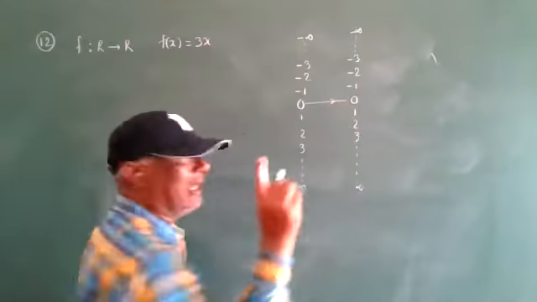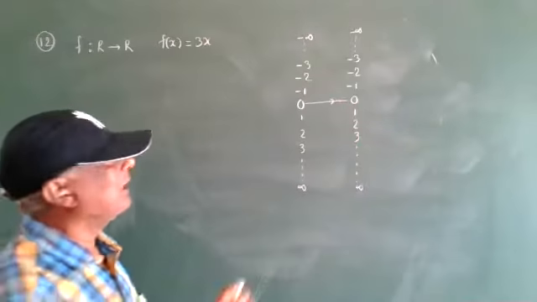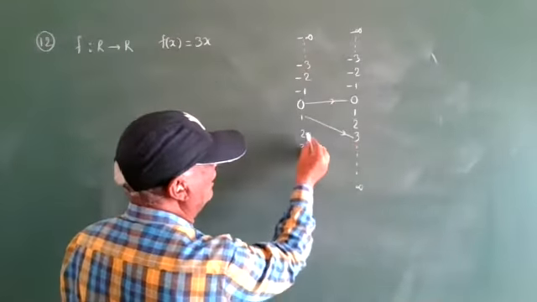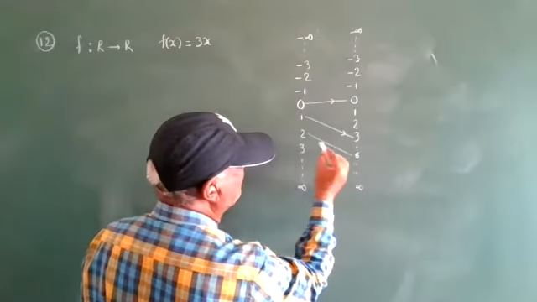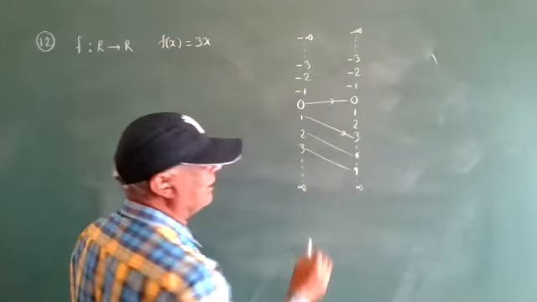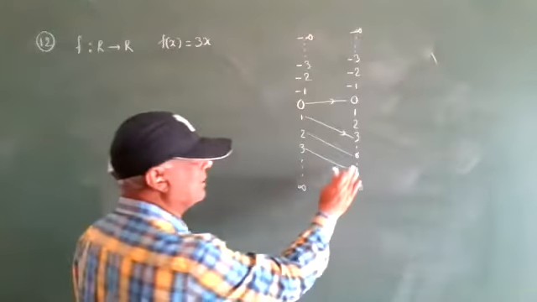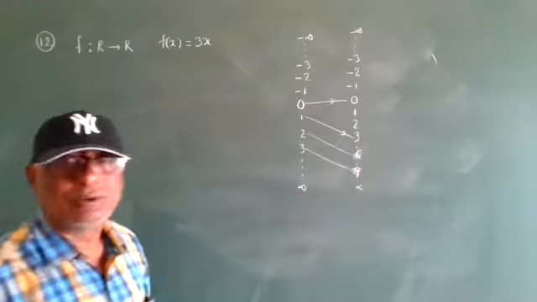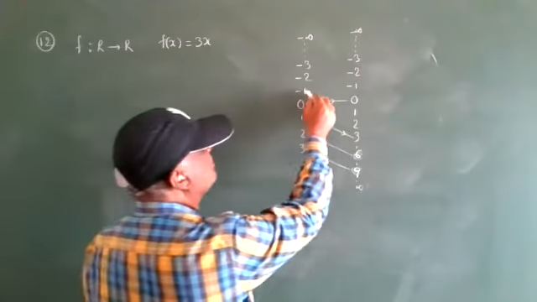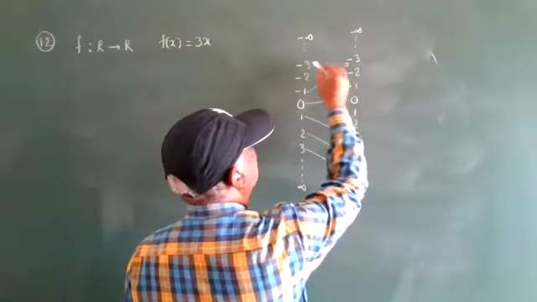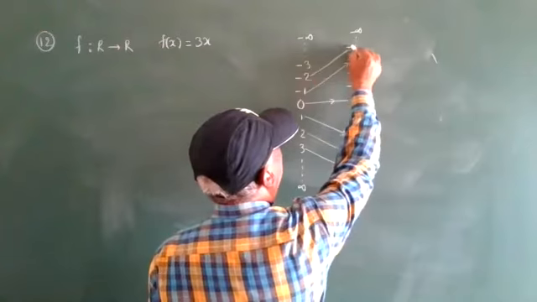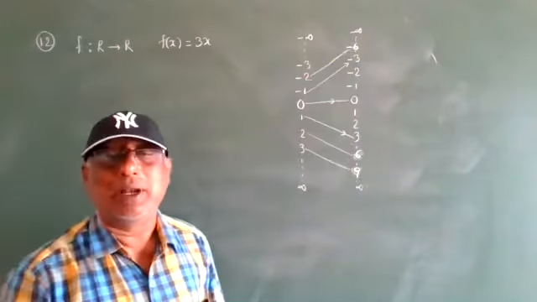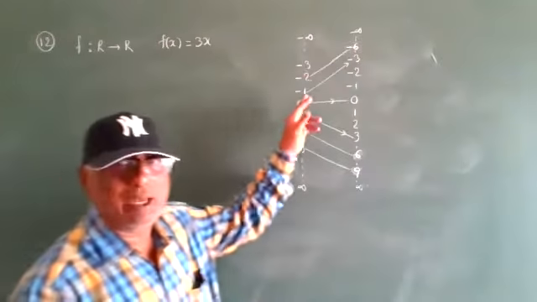0 goes to 0. One element has one image. 1 into 3 is 3. 2 into 3 is 6. 3 into 3 is 9. So one element has one image. Minus 1 into 3 is minus 3, minus 2 gives minus 6, minus 3 gives minus 9. One element has one image. Therefore, it is one-one.